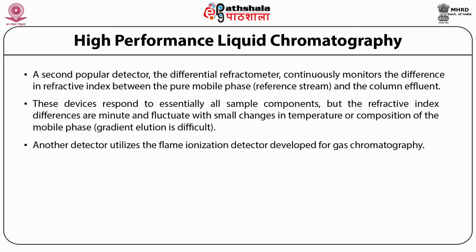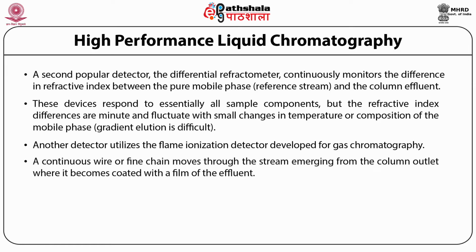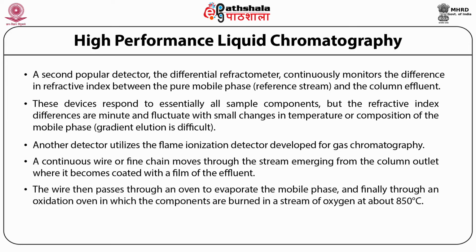Another detector utilizes the flame ionization detector developed for gas chromatography. A continuous wire or fine chain moves through the stream emerging from the column outlet, where it becomes coated with a film of the effluent. The wire then passes through an oven to evaporate the mobile phase, and finally through an oxidation oven in which the components are burned in a stream of oxygen at about 850 degrees centigrade.